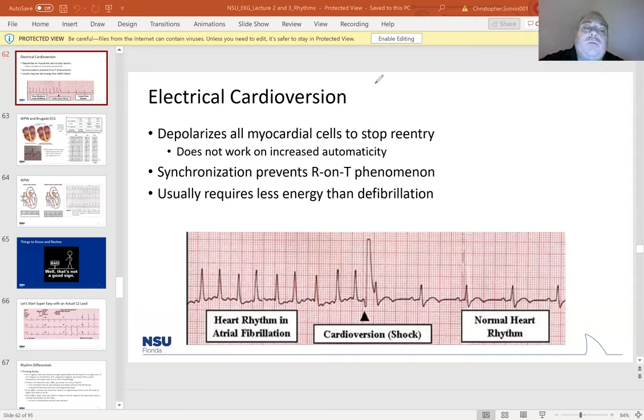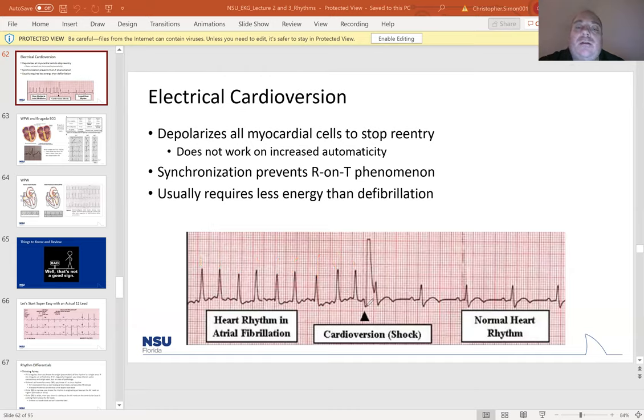So if a person was in like AFib RVR and we needed to cardiovert them to fix them, we would press a button on the monitor called synchronize, or sync, S-Y-N-C, and it would create these arrows on all the R waves. And then when you press that charge button and then that shock button, it's going to deliver that electricity right on that R wave. It has to be at the right spot, okay?